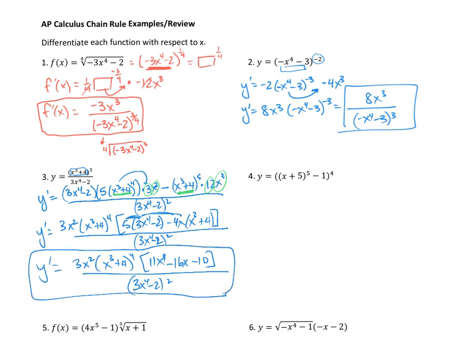Okay, moving on to the next problem. So for the next problem, we've got a box inside a box. You see that? So we've got almost kind of like a double chain rule going on. So let's see what we're going to do. First, we're going to do that outer one. So y prime is going to be 4, and we'll have this x plus 5 to the fifth minus 1, that whole thing to the third power. Now I got to take the derivative of that, so times, this will be 5 times x plus 5 to the fourth power, times, then I've got to take the derivative of this, which is going to be 1.